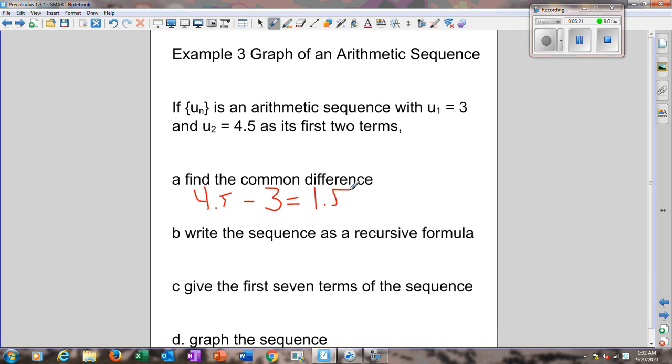My handwriting's a little worse today. I'm trying a different method, so let's see how it works out. So far, not as great, but we'll just have to deal with it. So that's my d. My d is 1.5.